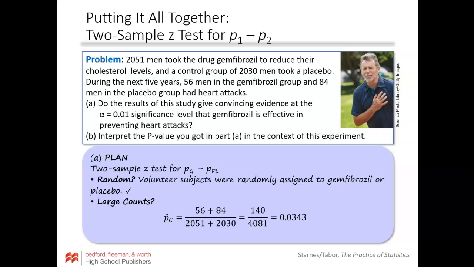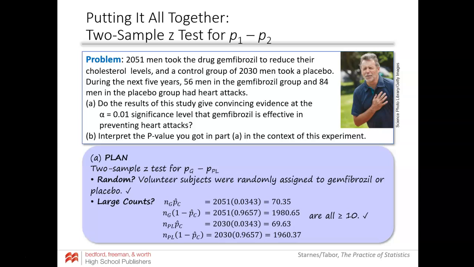So, the large counts condition does need to be checked regardless, because we have to make sure we can use the normal curve. So we're going to find this pooled statistic by adding the, this sounds terrible to say, successes as heart attacks, the heart attack numbers divided by the total number of test subjects, and we have a new pooled proportion of 0.0343. So we're going to use that in our next step.